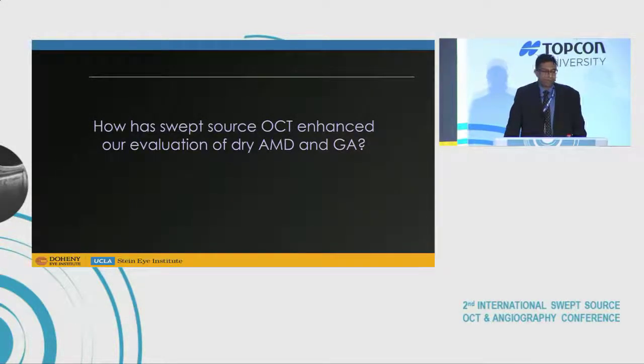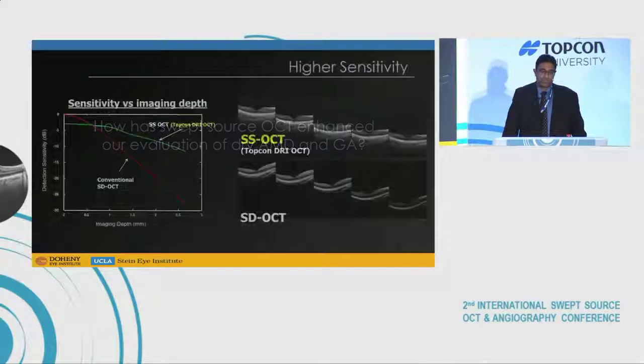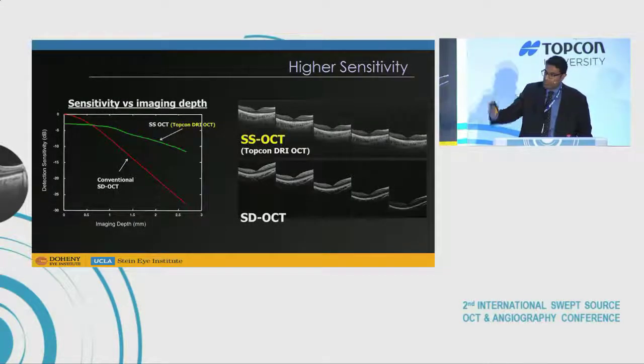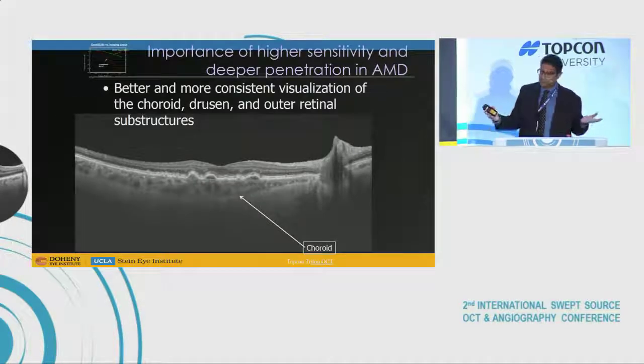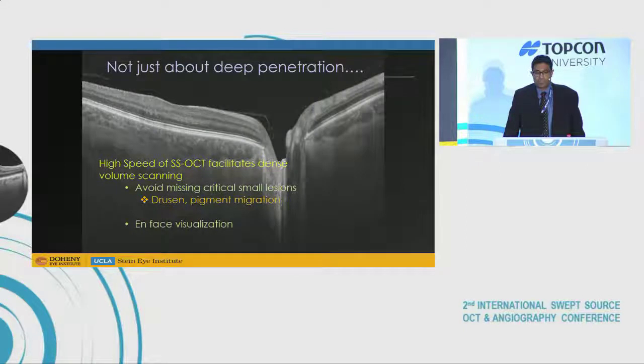So, in any event, my focus is how has Swept Source OCT enhanced our evaluation of dry AMD and GA? And I think the previous speakers, starting with Wolfgang Drexler and also Charles and Carl, really emphasized this improved sensitivity with Swept Source OCT, which I think is very helpful for looking at the structures that we're interested in AMD, more consistent visualization of the choroid, drusen, and some of the outer retinal substructures.